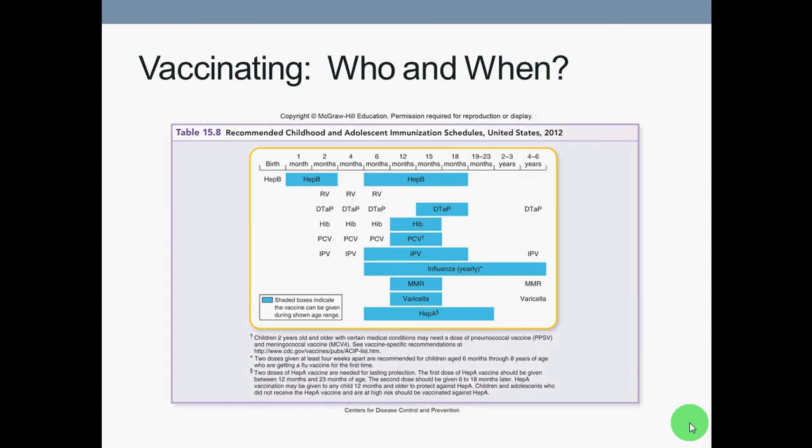Alright, the last few slides here are just the immunization schedule for children and for adults. This is showing you all the different vaccines that children get and at what age they're supposed to get them. It includes vaccinations against hepatitis, DTaP, that is diphtheria, tetanus, and pertussis, Haemophilus influenzae, measles, mumps, rubella, and hepatitis A.